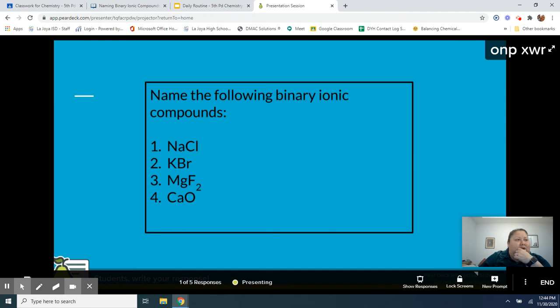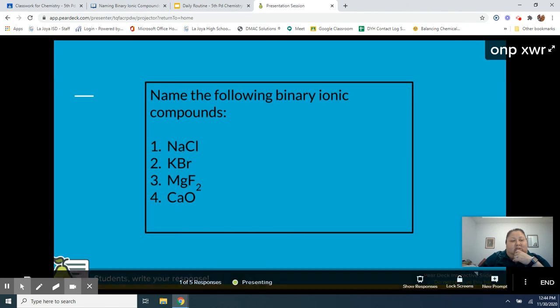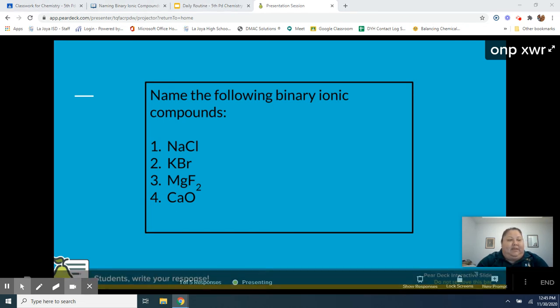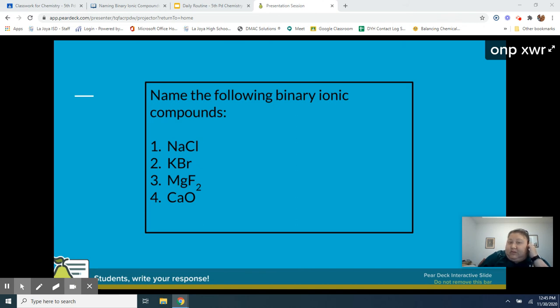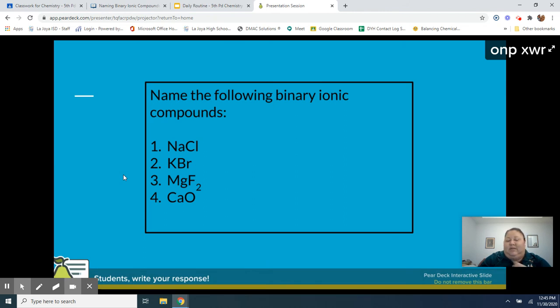What about CaO? I think Irvin had already said Ca is calcium and O is oxygen. But what would oxygen change to, Irvin, if you added IDE and removed the ending of oxygen? What's the proper name for CaO? Calcium is correct, but what does oxygen become now? If we take off the ending and add IDE, oxide. Very good, Oscar. The proper name for CaO is calcium oxide. Good job, Oscar. Good job, Irvin. Good job, Efrain, and anybody else who helped. Very good, guys.